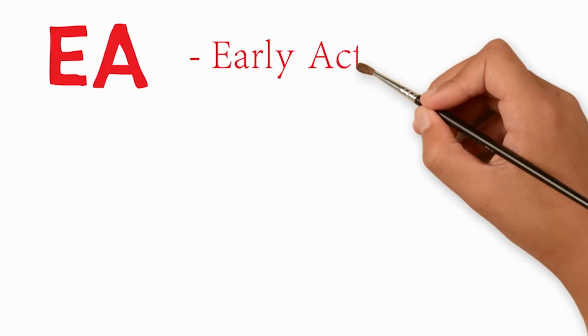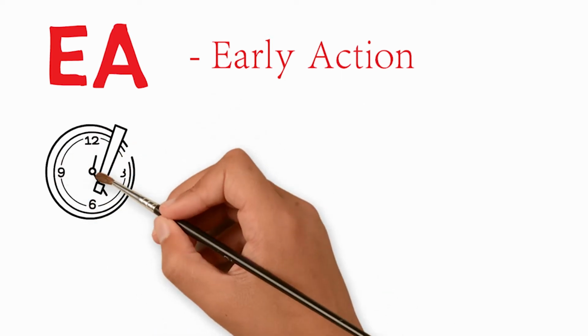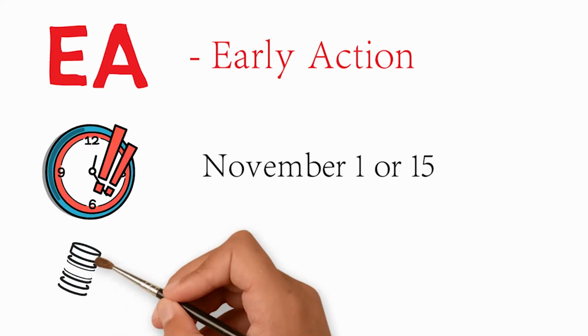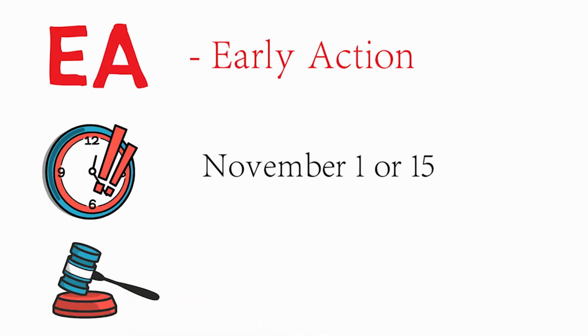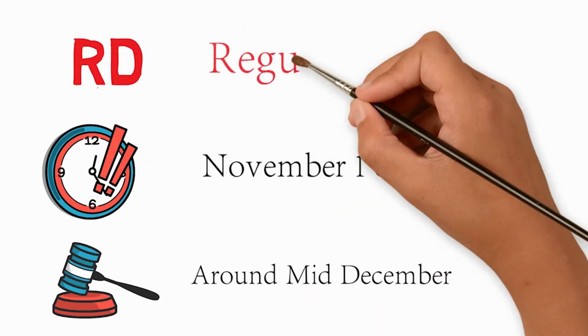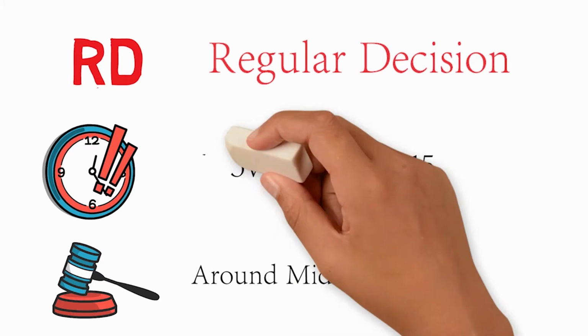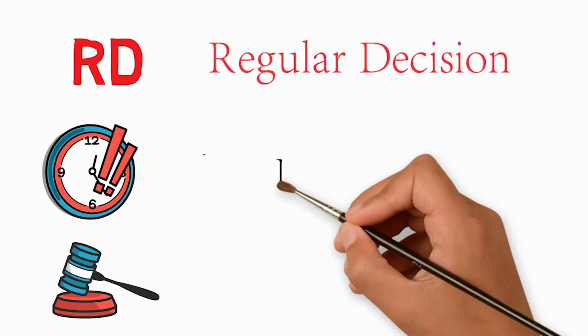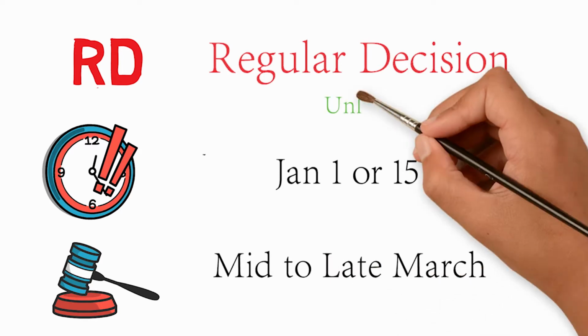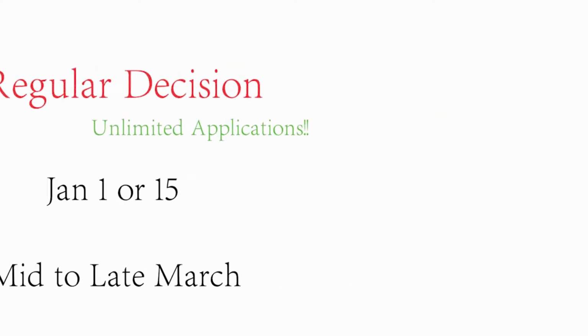EA, short for early action, is what the name suggests. You apply early and you get your decision early. You would generally apply by November 1 or November 15, depending on the college, and you get your decision somewhere around mid-December. Compare that with regular decision. You apply by January 1 or January 15, dependent on the university's deadline, and you get your decision somewhere around mid-March. You can apply to as many colleges as you want under RD and EA.